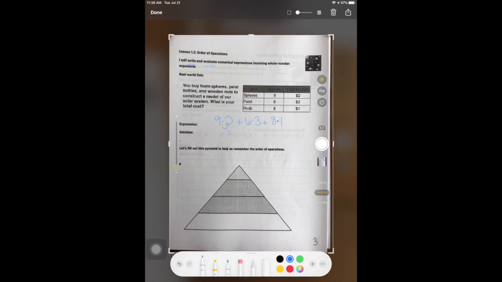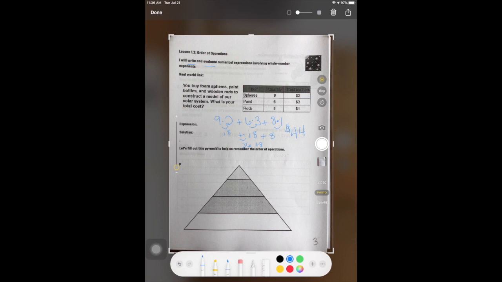So 9 times 2 is 18. 6 times 3 is also 18. 8 times 1 is 8. And then I'm going to add all of these numbers together from left to right. So 18 and 18 is 36 plus 8. I'm going to spend $44 in order to buy the materials I need for the solar system.